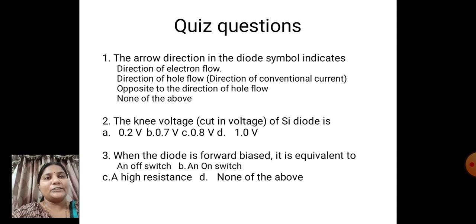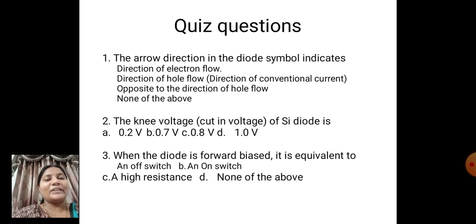So coming to the first question, the arrow direction in the diode symbol indicates: direction of electron flow, direction of hole flow, opposite to the direction of hole flow, or none of the above? We have already discussed this. So what does the arrow indicate? In order to answer this question, you should know the relation between electron flow and current flow.